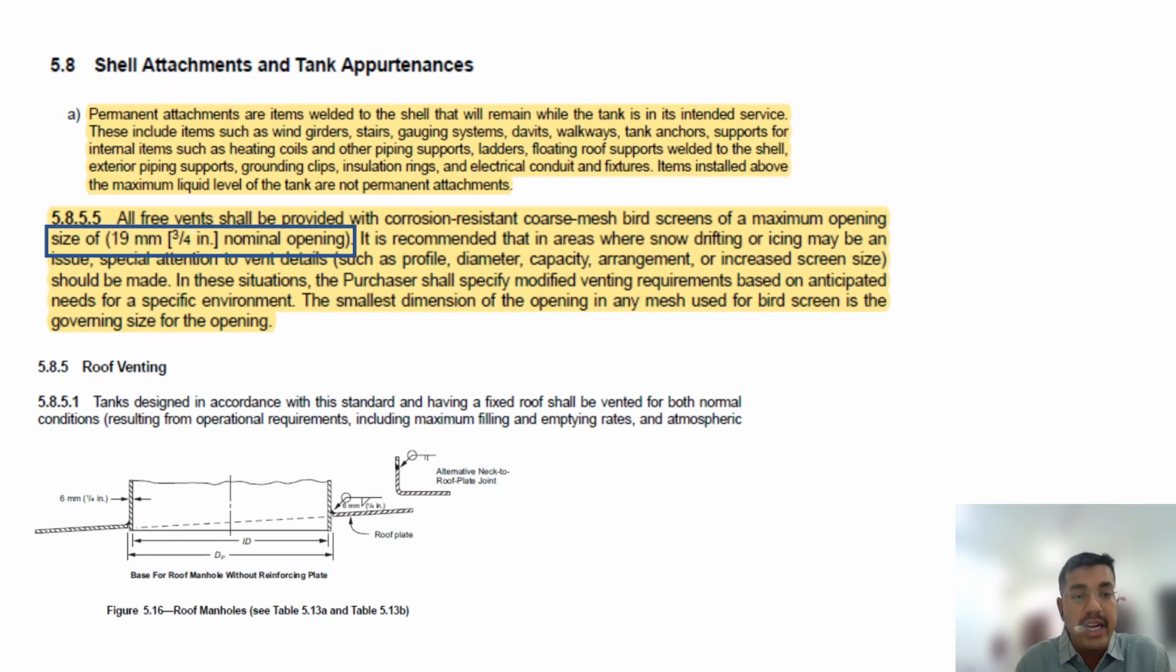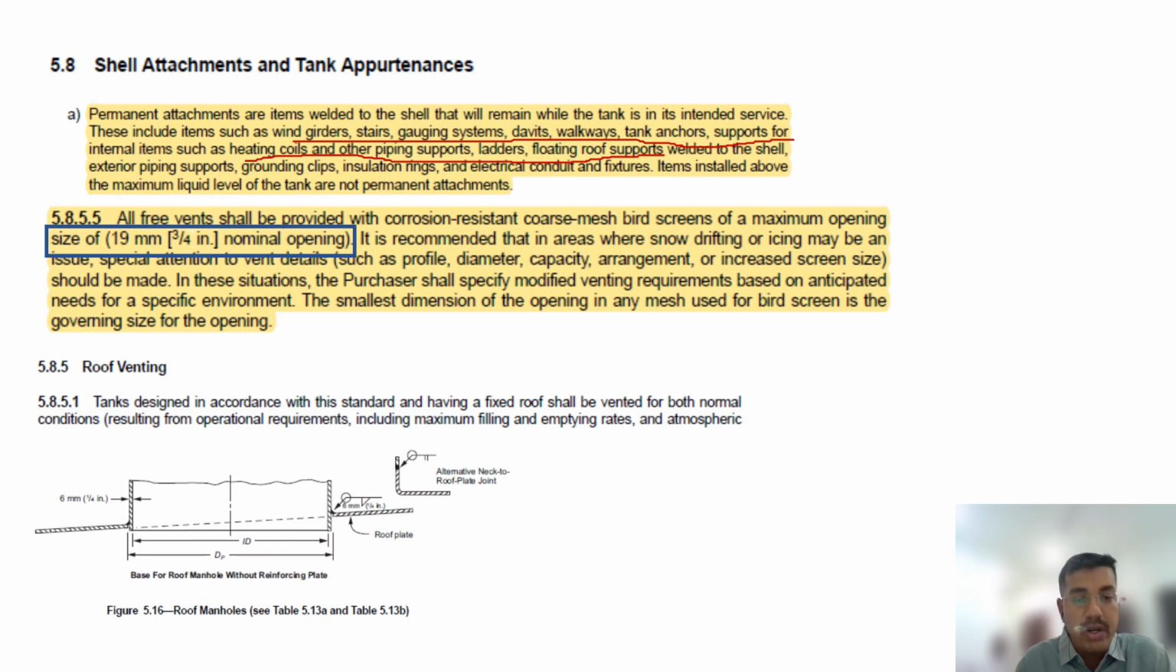Cell attachments. Here there are some points I have mentioned which you need to read, and it is not so important for you. These include wind girders, stairs, gauging systems, davits, walkways, tank anchor supports for internal items such as heating coils and other piping supports, ladders, floating supports. So these are some of the requirements. You have to read it.